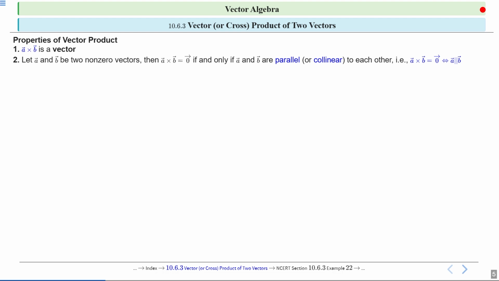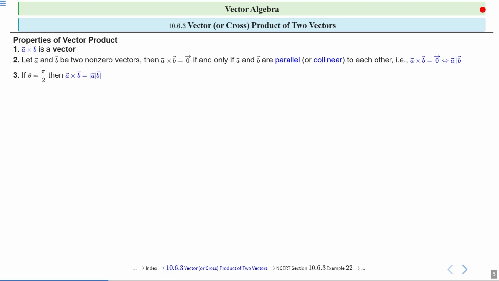Now, let's consider when the cross product of two non-zero vectors is the zero vector. If A vector and B vector are both non-zero, then A vector cross B vector equals the zero vector if and only if A vector and B vector are parallel or collinear. In other words, A vector cross B vector is equal to 0 if and only if A vector is parallel to B vector. This is a key property that helps us check if two vectors point in the same or exactly opposite directions, right?